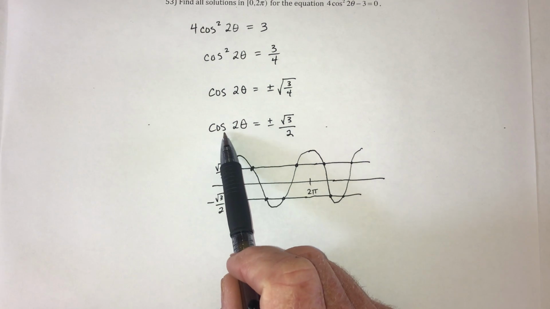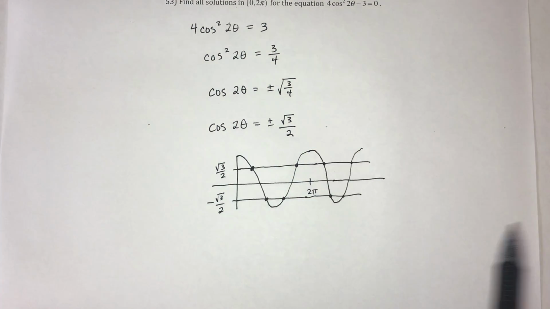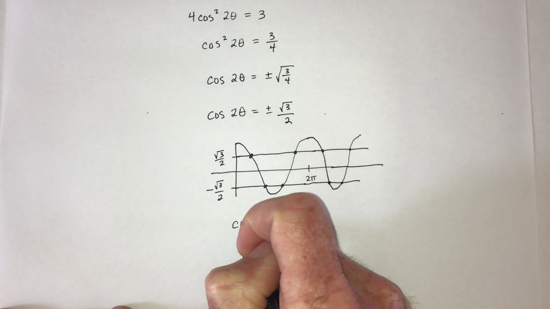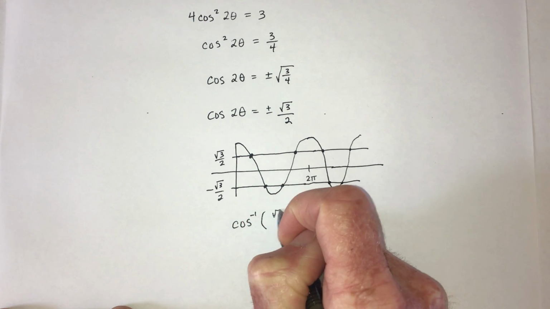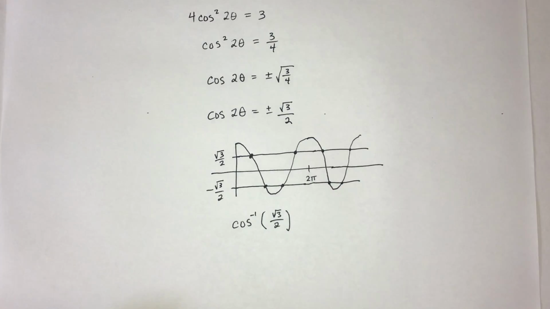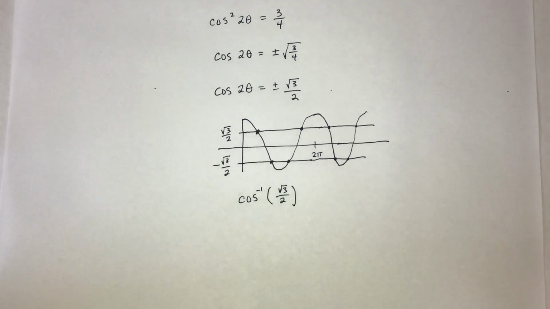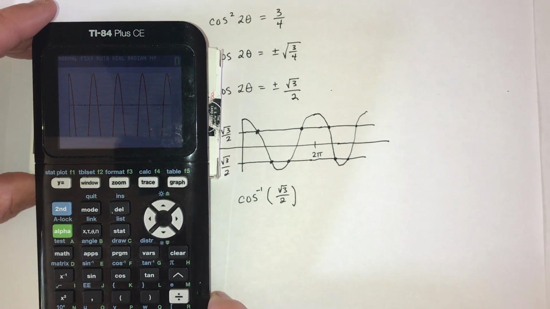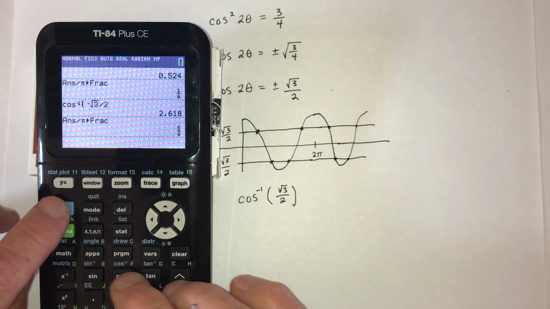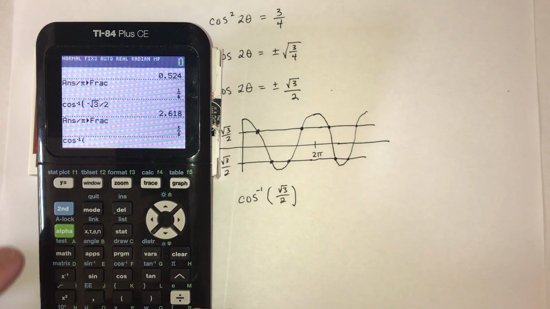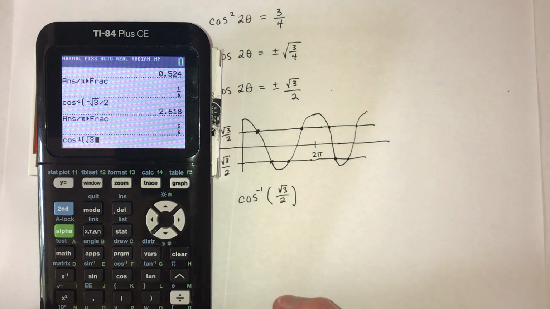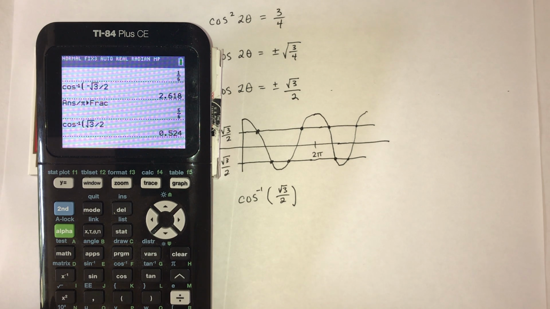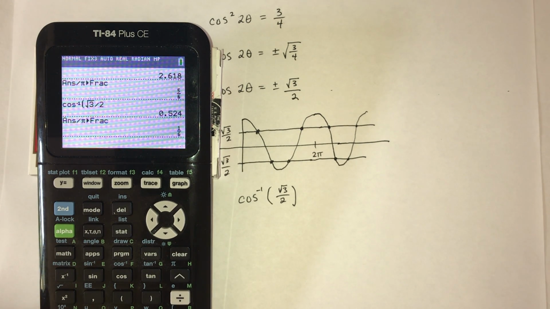So back over here, the next thing to do is take cosine inverse of square root of 3 over 2. What does that equal? Cosine inverse of square root of 3 over 2, that looks like it's pi over 6. So divide that by pi, change it to a fraction, it's 1/6, so that's pi over 6.